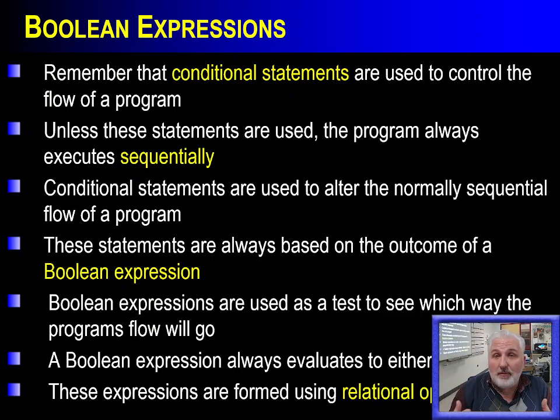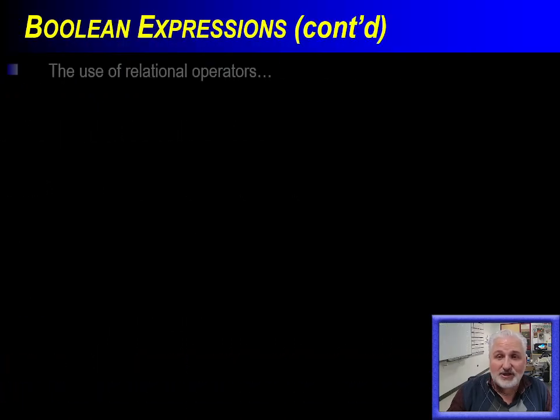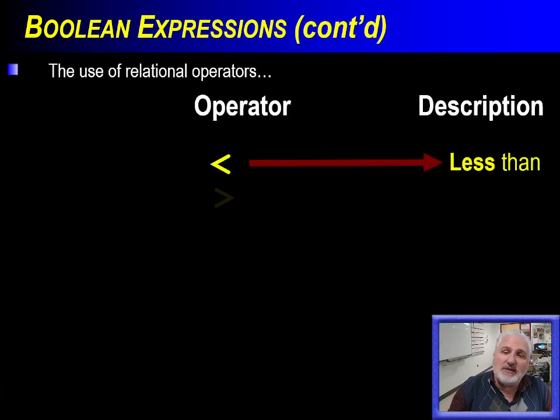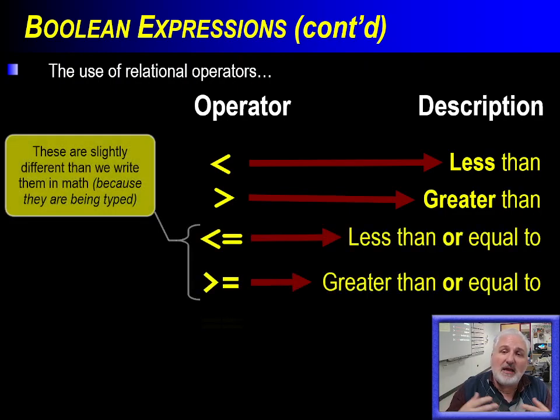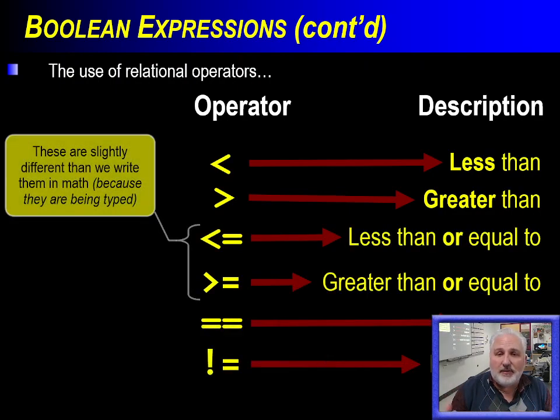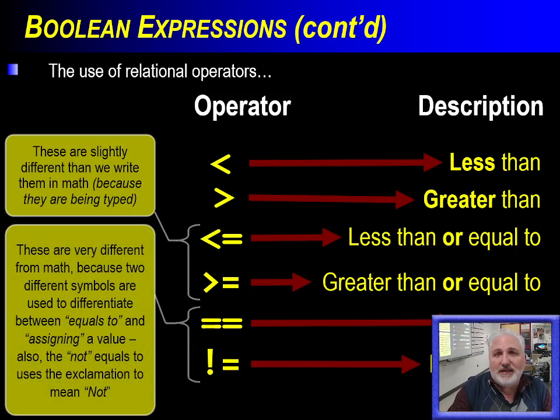They are based on the outcome of a Boolean expression, which will evaluate to either true or false. To make these expressions, you need to understand some mathematical relational operators. So these are typical operators you'd see in a math class: less than, greater than. But then less than or equal to and greater than or equal to are slightly differently typed than they're written in math because they're being typed.